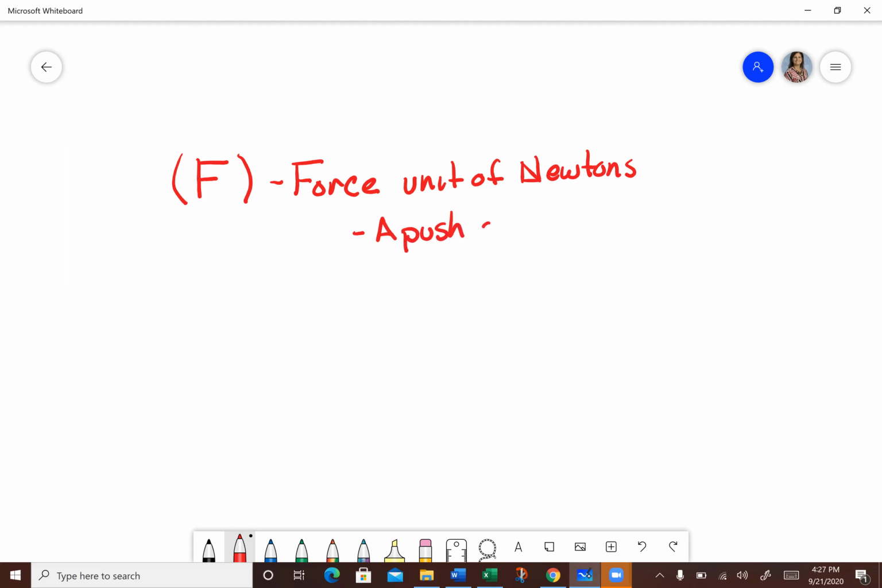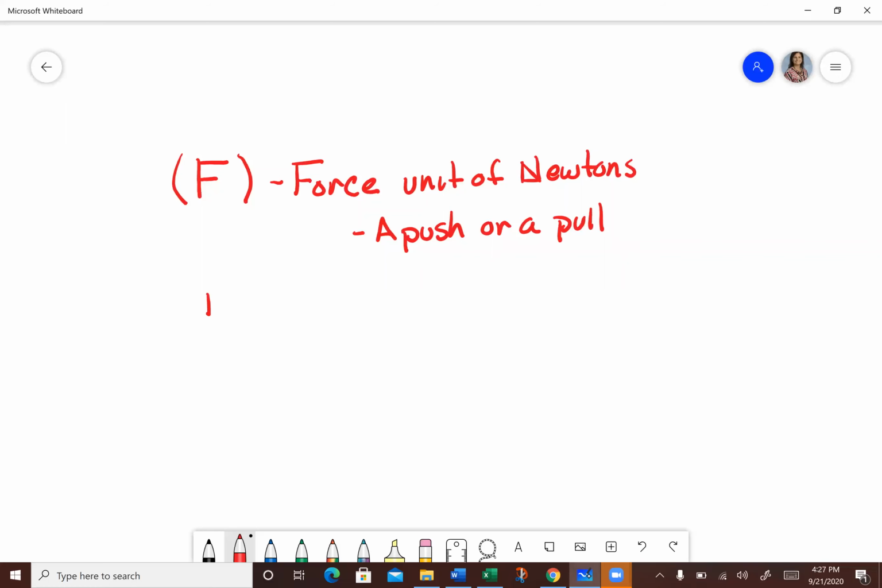So number one, force is written with a capital F, right? So that's our variable we use to represent force. And by definition, a force is a push or a pull. We measure it in units of newtons. It is a push or a pull. Very simple. So F is the variable representing force measured in units of newtons, by definition, a push or a pull.